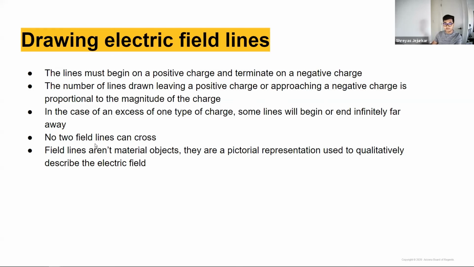And this is very important. Two electric field lines can never cross. Now, this is true in reality as well. Electric field lines do not cross at any point of time. So it's important to make sure that even in your drawings, they don't cross.